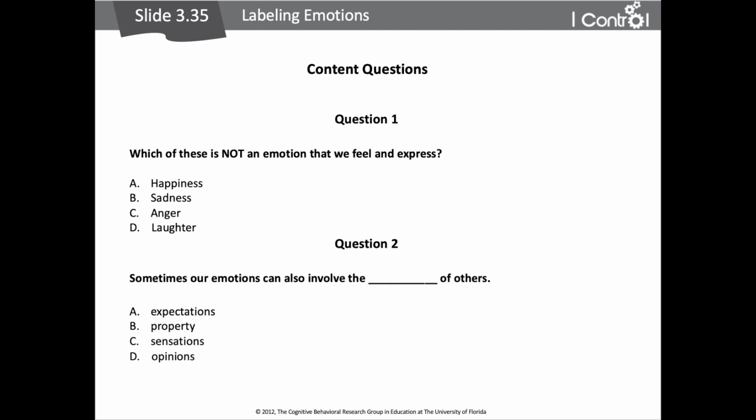Let's turn to the content questions for Unit 3, Lesson 3 in your iControl student workbook to check your understanding of this lesson. Pause the video while you answer the questions. When you're done, press play. For question 1, if you selected D, you are correct. Laughter is not an emotion that we feel and express. For question 2, if you selected A, you are correct. Sometimes our emotions can also involve the expectations of others.